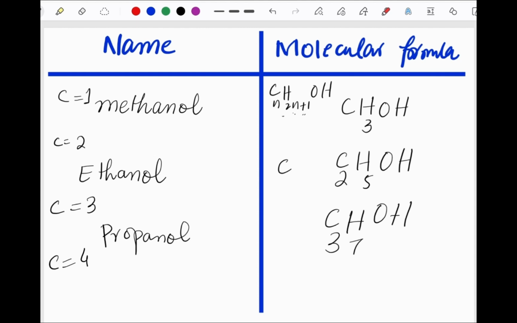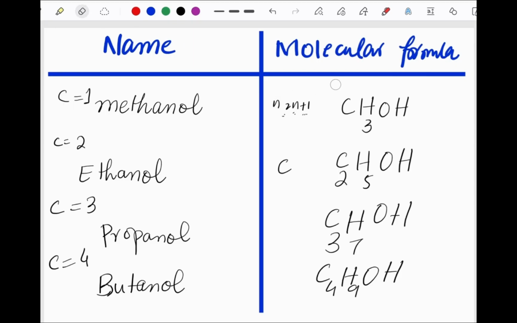Similarly, if carbon number is 4, that is butane, but as usual we will drop this E and we will add ol at the end. Carbon number is 4 and H is 2 into 4, 8 plus 1 is 9, OH. So I hope you have understood.